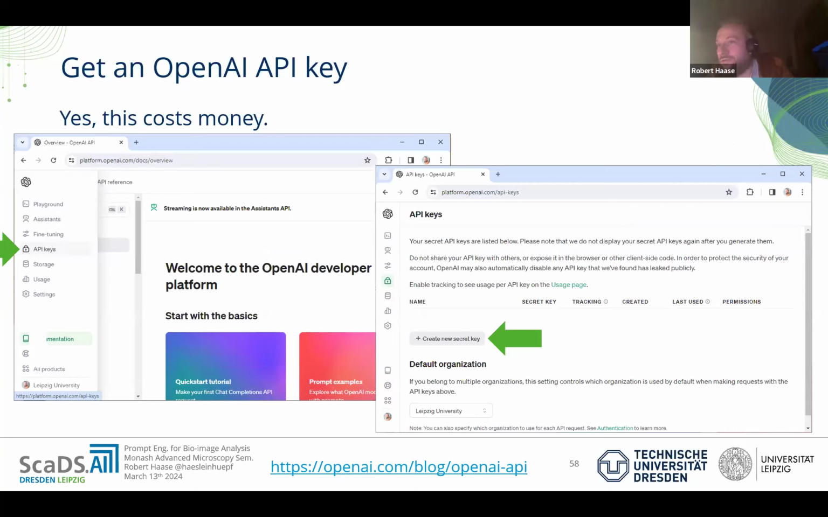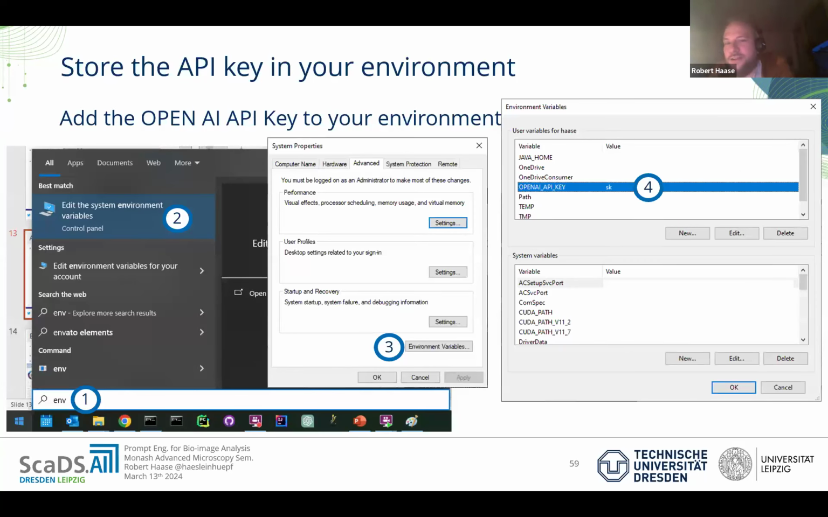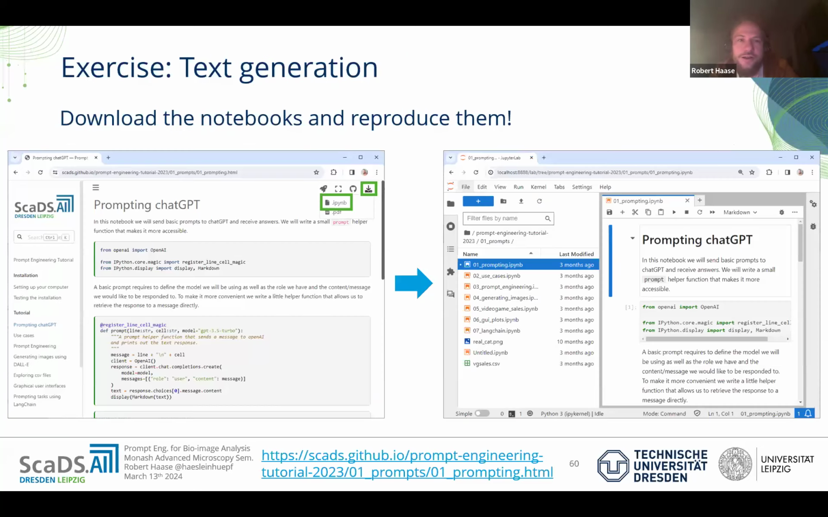Yes, you have to create a so-called API key, and here are some arrows and buttons where you can do that. And then on Windows, you have to enter that in the system environment of your computer. If you work with Mac OS or Linux, that may work a little bit differently, but you can find this information online. Afterwards, you can download these notebooks and you can run them.